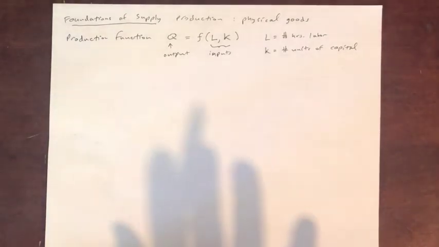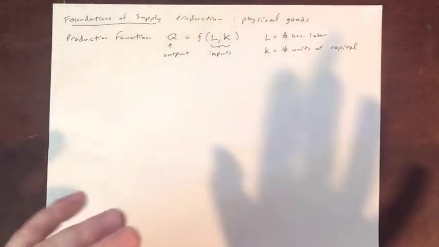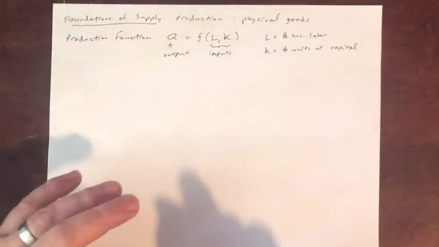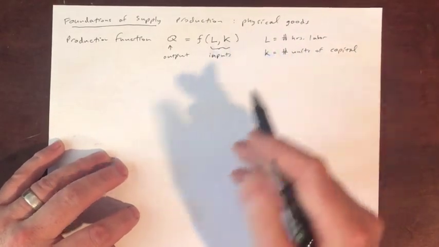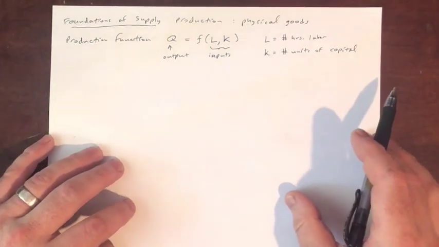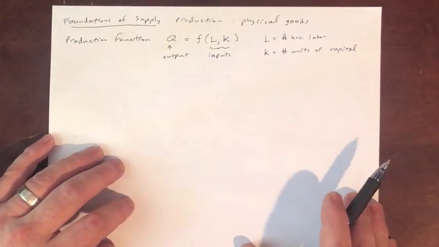So we're going to abstract from all these other things, technology, entrepreneurship, whatever. We're just going to stick with labor and capital. That's that traditional two inputs, just to keep things simple for ourselves.